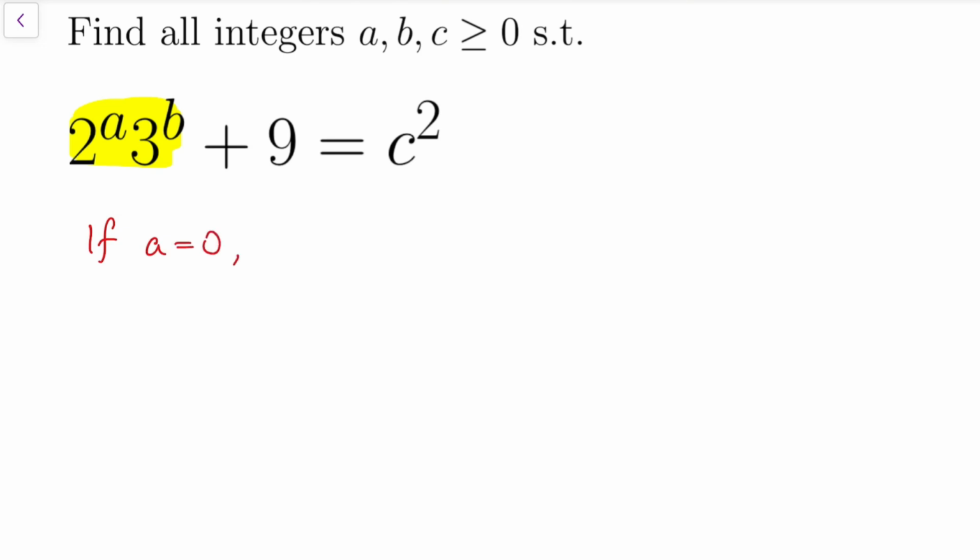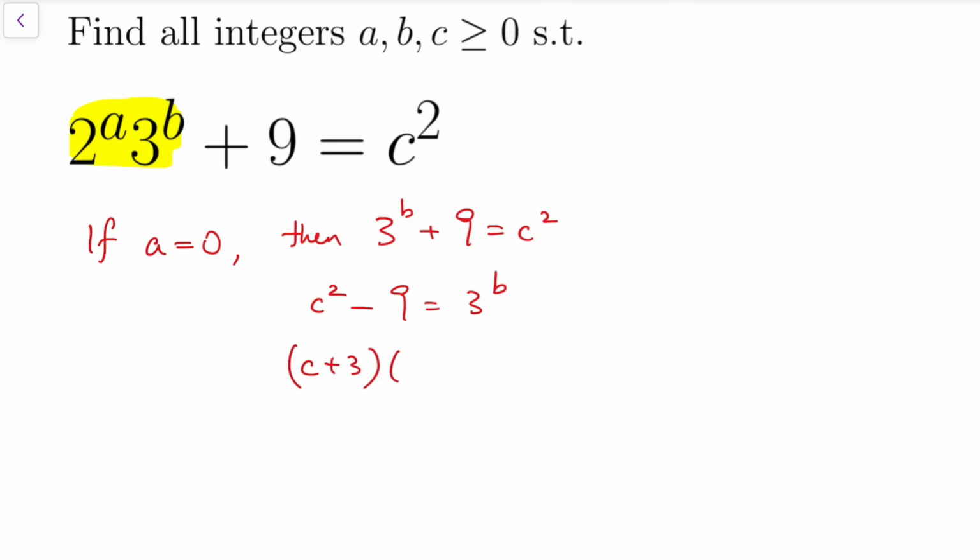So if a equals 0, then the equation becomes 3^b plus 9 equals c squared. So c squared minus 9 equals 3^b. (c plus 3) times (c minus 3) equals 3^b. So we factorize, and we know that c plus 3 and c minus 3 can only be powers of 3 or 1.